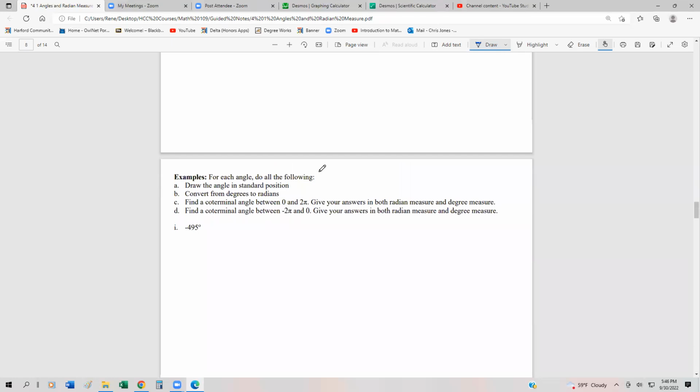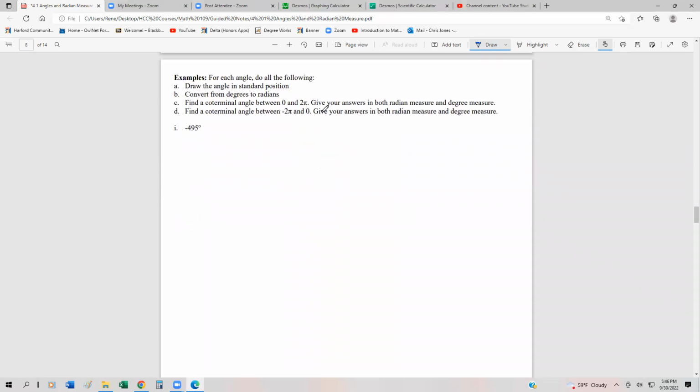Now, a kind of problem that's going to throw everything together. It looks like a repeat of what we've done earlier, and some of it is. We're going to take angles that are a little bit bigger or smaller than the 0 to 360 domain that we are accustomed to. We're going to draw them in standard position, convert from degrees to radians, and then find a coterminal angle between 0 and 2 pi, both in radians and degrees. And then we're going to find another angle between -2 pi and 0, both in radians and degrees. Here's the way I think about this.